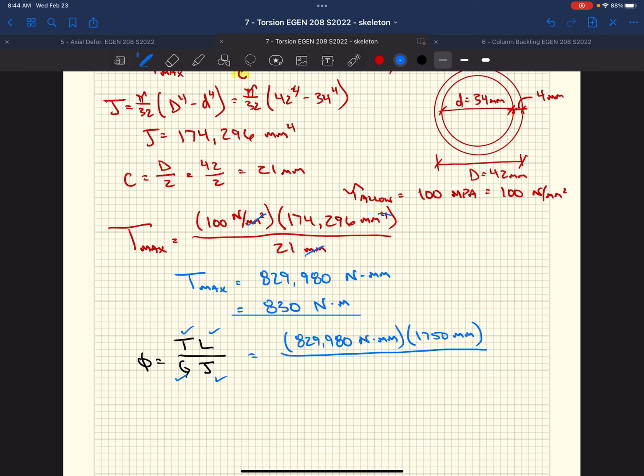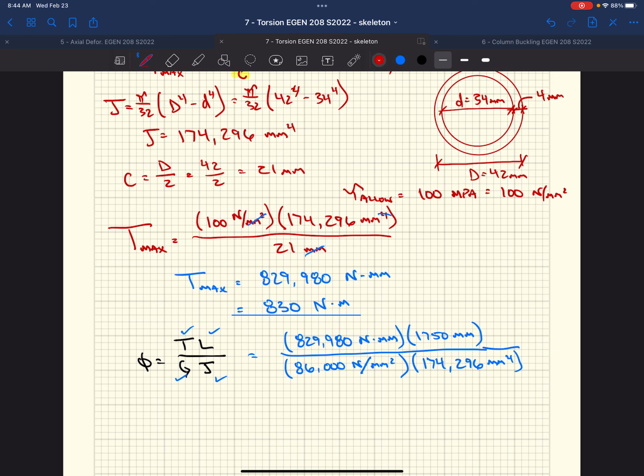Divide it all by our shear modulus, which we were told is 86 gigapascals, or 86,000 megapascals, which we know are newtons per millimeter squared. And then finally, we have our polar moment of inertia, which we calculated as 174,296 millimeters to the fourth.